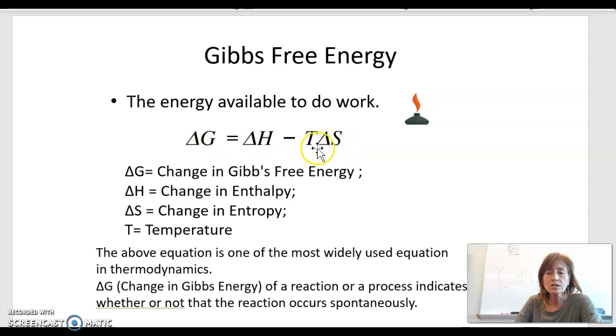And so we can use this equation to determine whether our actual reaction is going to have a positive number for this delta G, or a negative number for this delta G, and then what does that tell us?